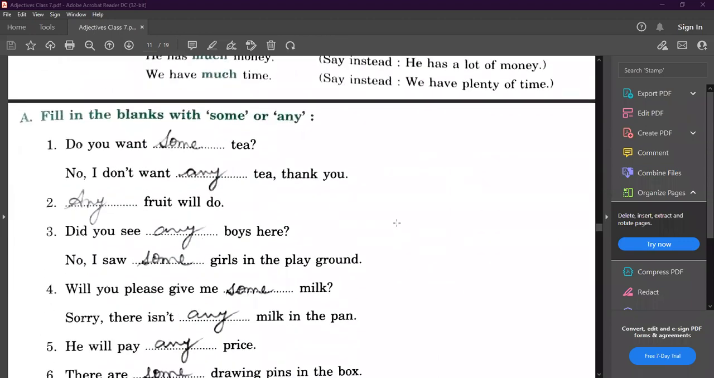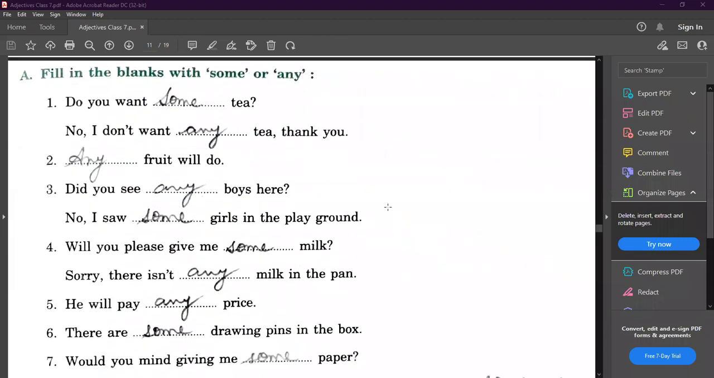Okay, now let us do the exercise. Fill in the blanks with some or any. Do you want some tea? No, I don't want any tea. Thank you. Any fruit will do. Did you see any boys here? No, I saw some girls in the playground. Will you please give me some milk? Sorry, there isn't any milk in the pan.